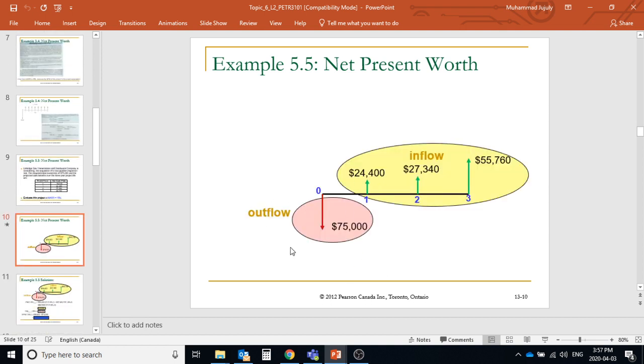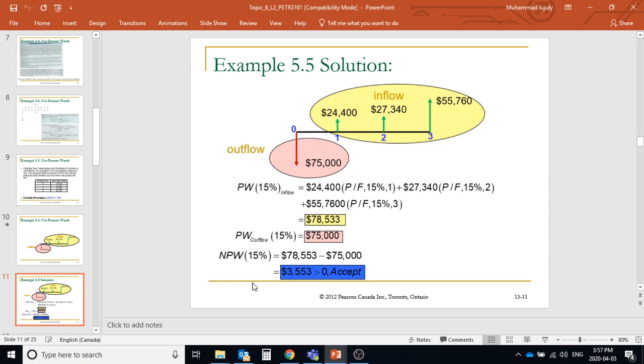So what we can do, we have the investment in here, we have the inflows, we can convert all these to our present worth, then we take the difference, and we have seen yes, the value is greater than 0, so the project is acceptable. Now what would be the profit of the project?